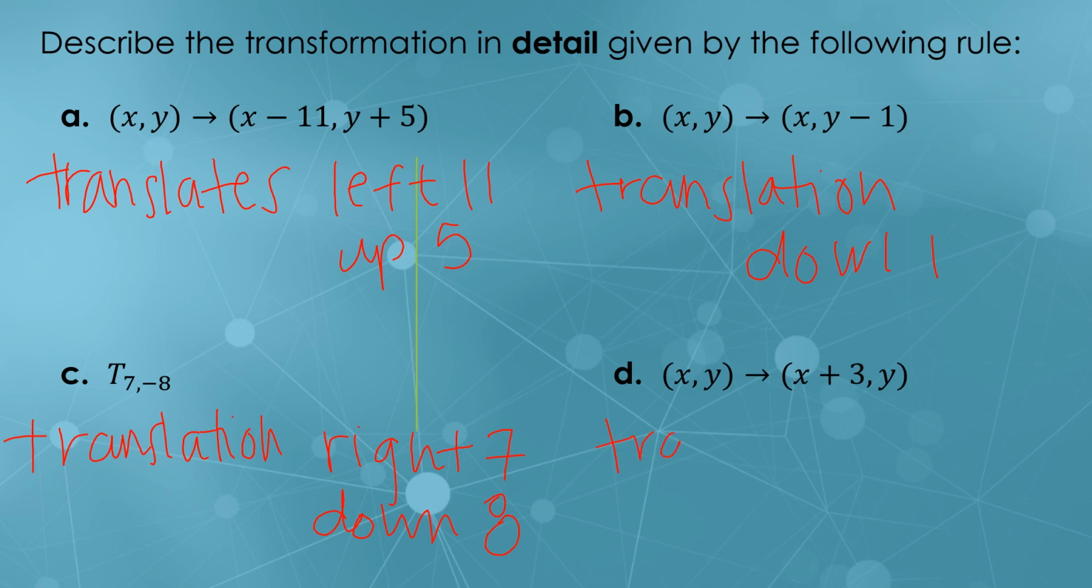And then finally, for D, it's going to translate X plus 3, that's going to make it move right 3. And then just Y, that's not going to move it up or down. So you can put no vertical change or no vertical shift, but you can also just say right 3.